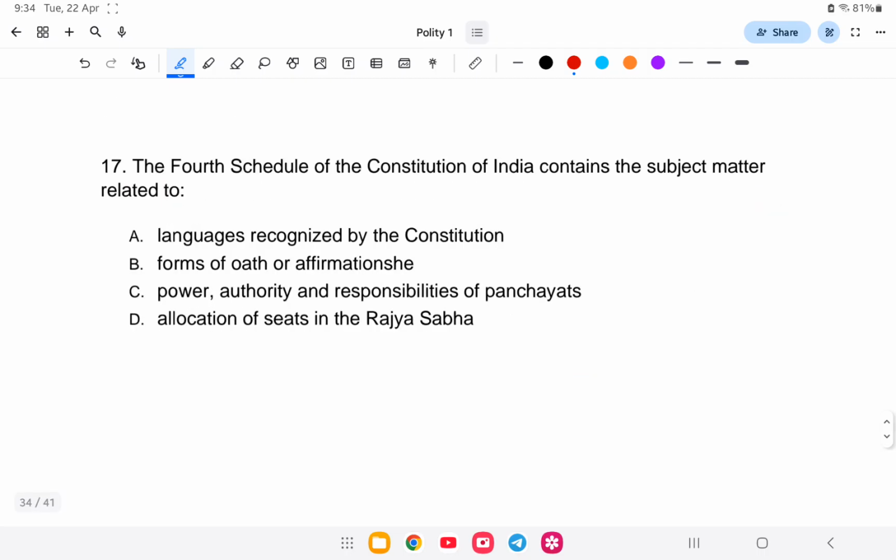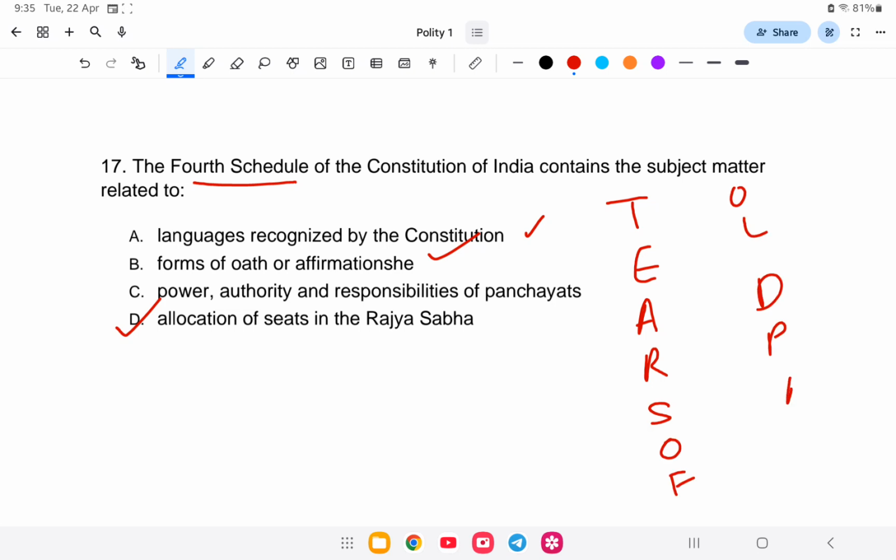The fourth schedule of the Indian Constitution is the subject of which? Is it a language recognized by the Constitution, oaths and affirmations, power, authority and responsibility of the panchayat, or allocation of seats in the Rajya Sabha? The fourth schedule is the allocation of seats in the Rajya Sabha. I've already told you to memorize the schedules with Tiers of old PM. So the fourth, 1, 2, 3, 4, R. R stands for Rajya Sabha. So the answer is option D. Next question.